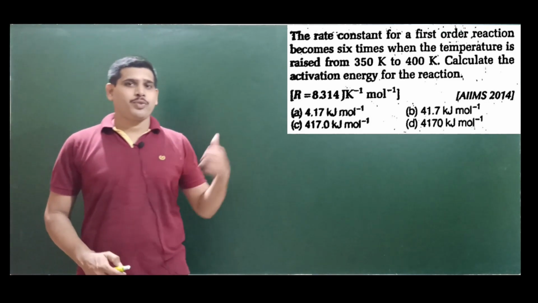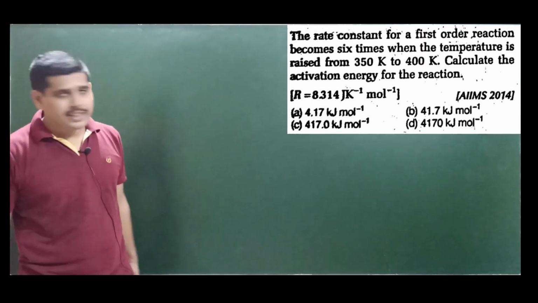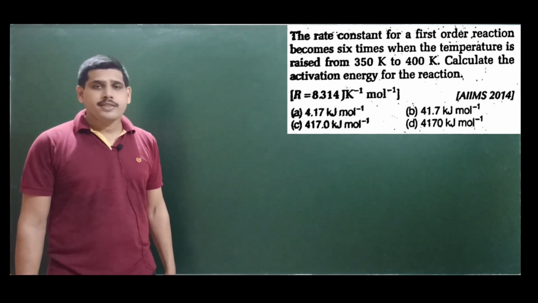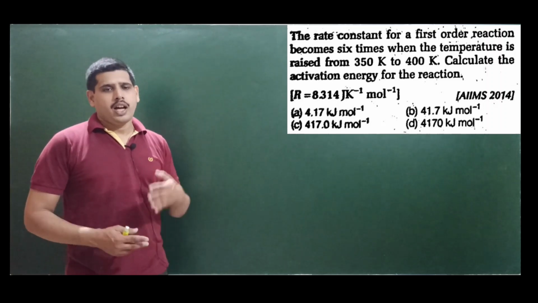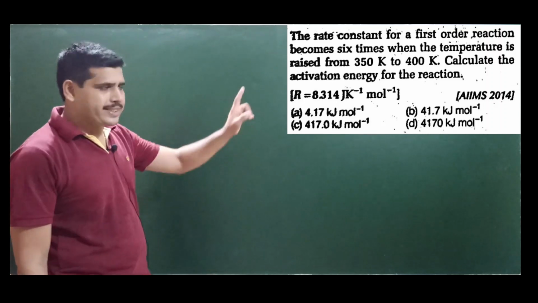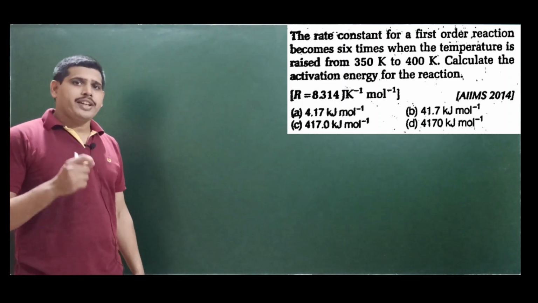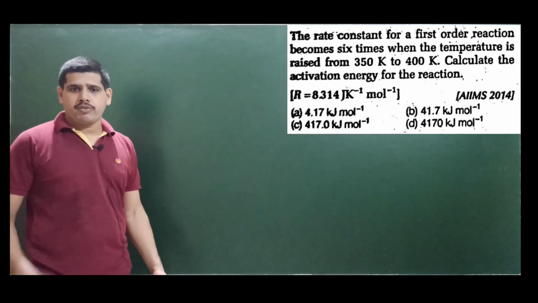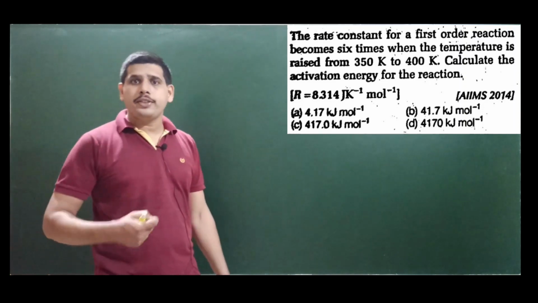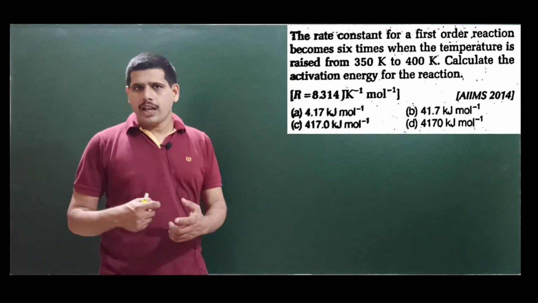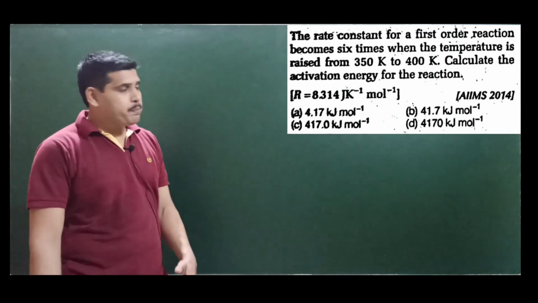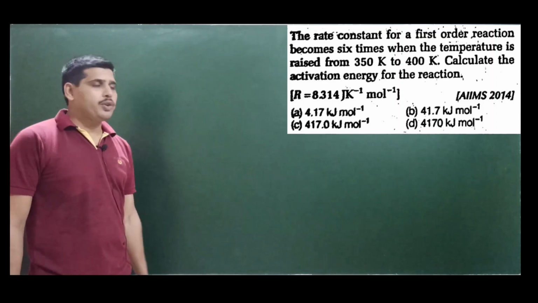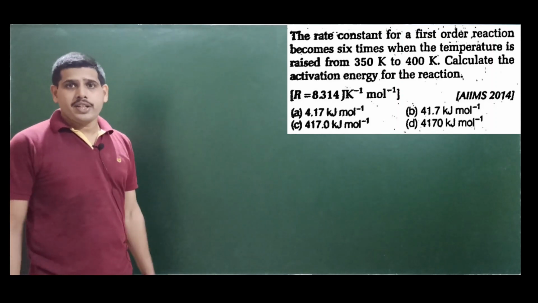Dear students, this question is very straightforward, though the calculation is a bit difficult. The question is directly asked from the Arrhenius equation, how temperature affects the rate constant. So what is said there: the rate constant of a reaction increases 6 times when there is a 50-degree rise in temperature from the initial value, 350 to 400 Kelvin. So when the temperature is increased by 50 degrees, the rate gets 6 times higher than the original. What is the activation energy of the reaction?